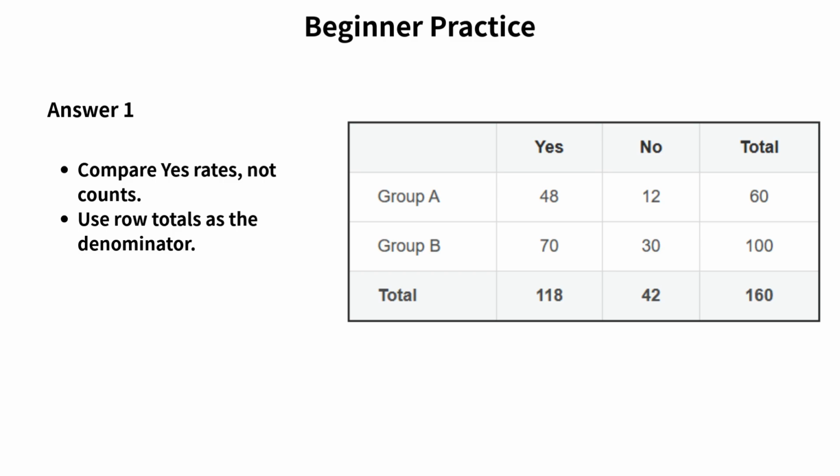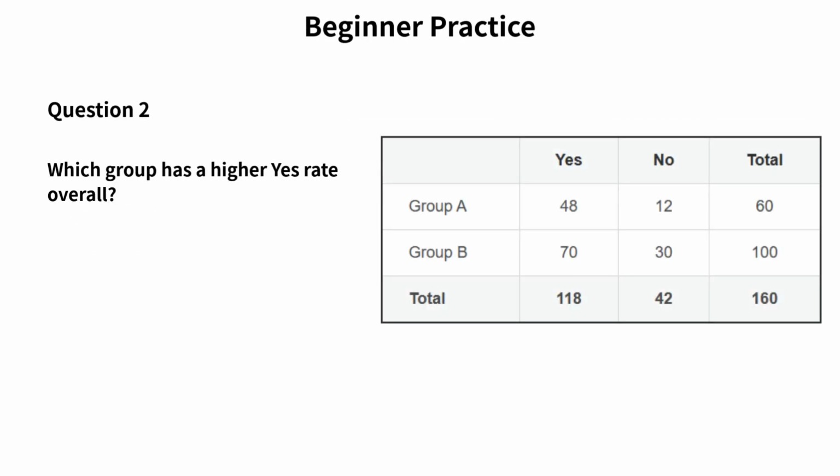So the key step is choosing the correct denominator. When you compare yes rates within groups, the denominator must be the row total, not the column total. This is one of the most common traps in two-way table questions. The SAT is not testing your ability to calculate. It is testing whether you have the discipline to choose the correct denominator before you calculate.